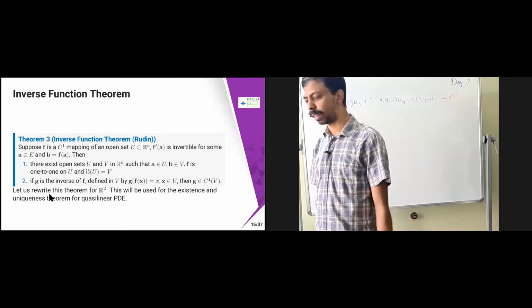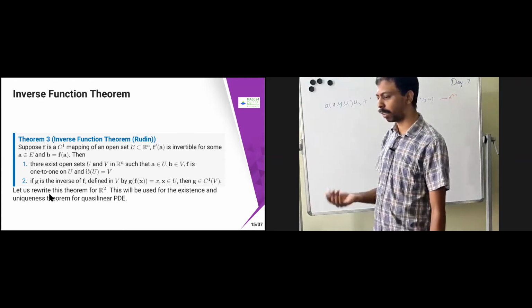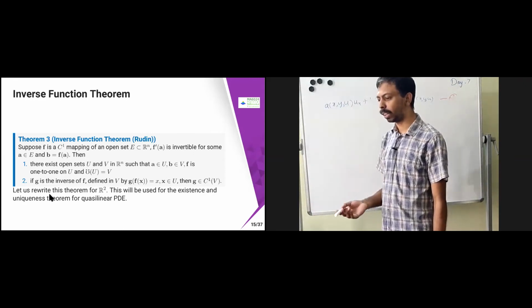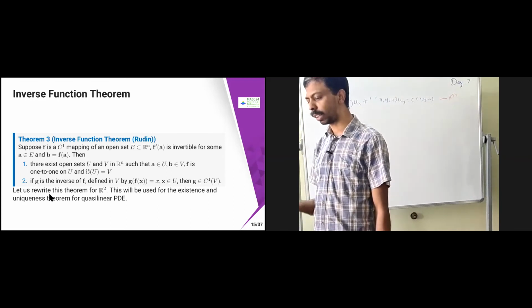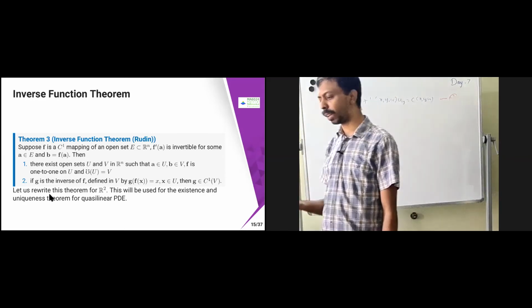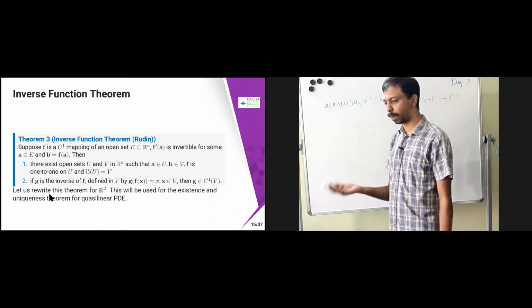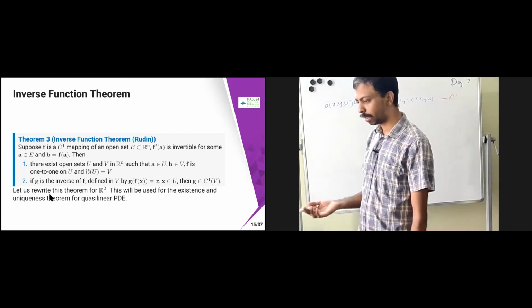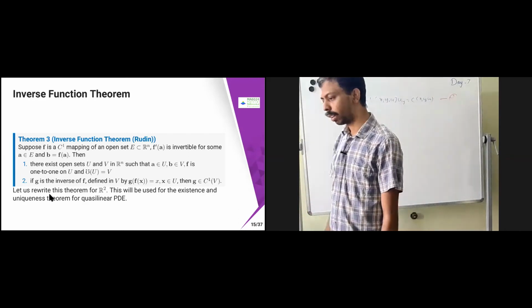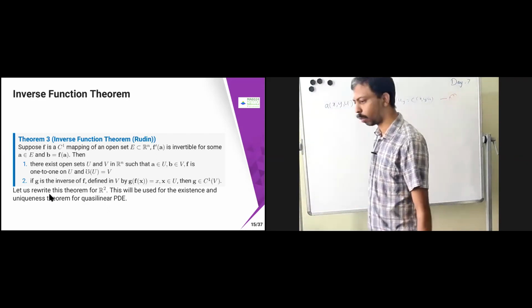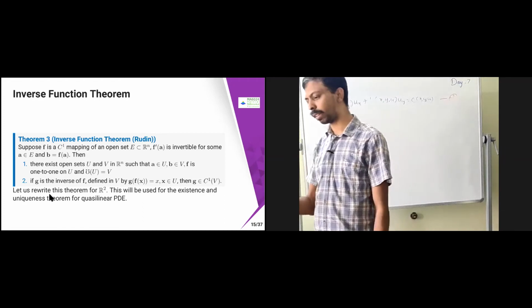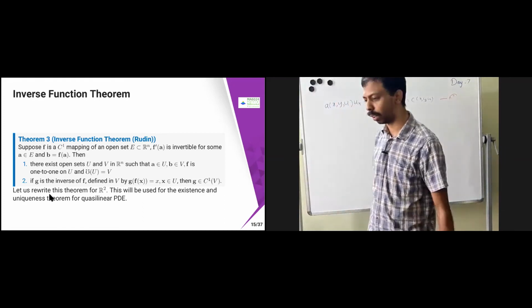The second part says: suppose G is the inverse of F defined on V by G(F(x)) equal to x. Then G is also a C1 function, C1 of V. This is the inverse mapping theorem we might have studied in the analysis course.